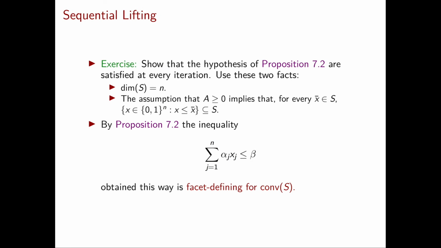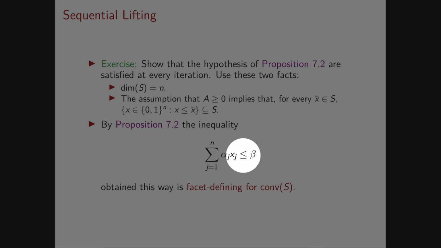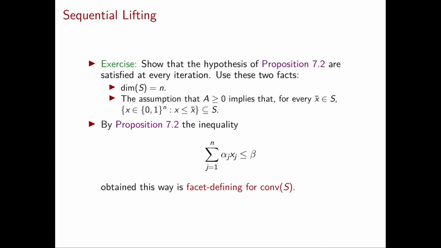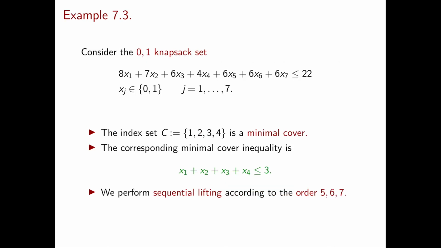Once you've checked that the hypotheses of proposition 7.2 are always satisfied, then indeed proposition 7.2 implies that the full inequality that you obtain at the very end, so the one with all the coefficients alpha j for j equal to 1 until n, is facet defining for the convex hull of S. Let's see an example of sequential lifting.